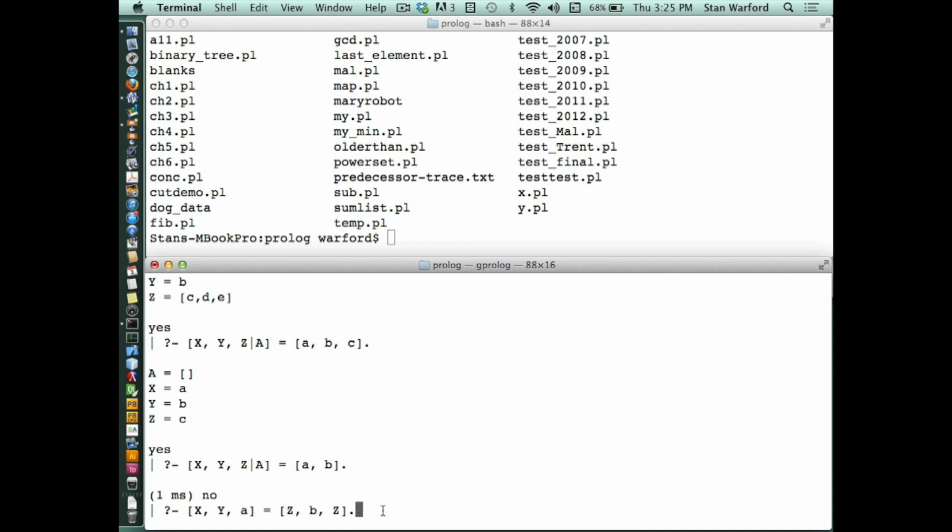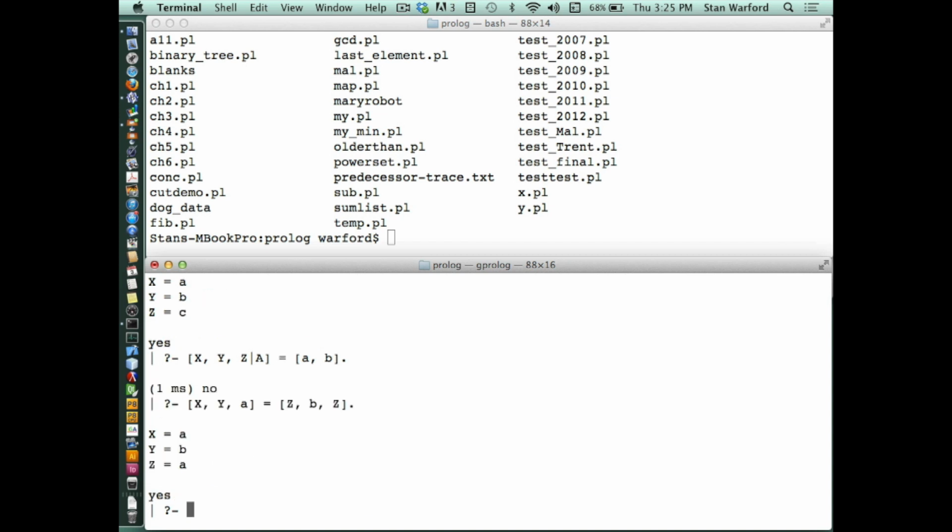Is that possible? Yes, it is possible, and so what should it be? So what gets instantiated to what? X equals A. X is instantiated to A, Y is B, and Z is A. Is everybody good? This one is a little surprising.